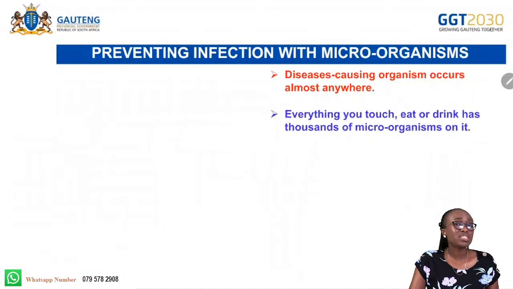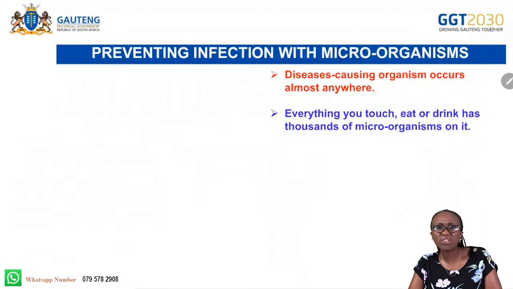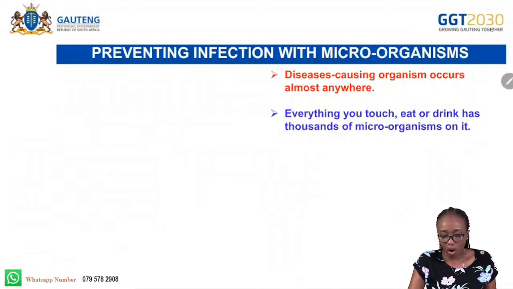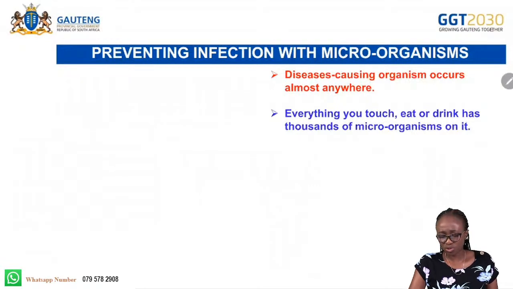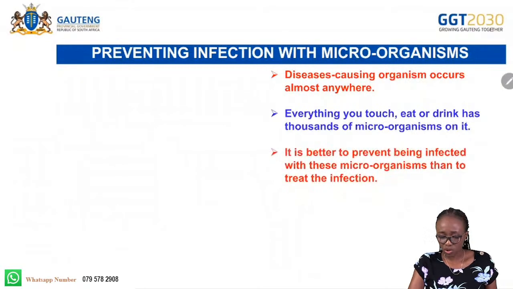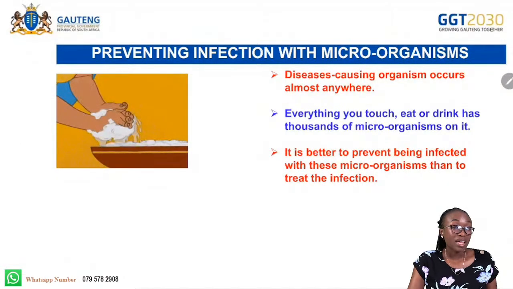So remember, we said disease-causing organisms are almost everywhere. They're on the doorknob, they're on the table, they're on the vegetables, they're on the plates. How can we avoid being infected? Everything you're going to touch, everything you're going to eat or drink could have thousands of microorganisms on it. So it is better to prevent being infected than to treat.